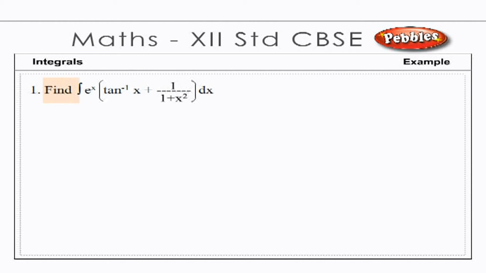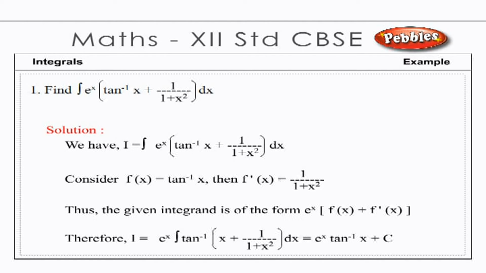Example, find ∫ e^x (tan⁻¹x + 1/(1+x²)) dx. Solution, we have I = ∫ e^x (tan⁻¹x + 1/(1+x²)) dx. Consider f(x) = tan⁻¹x, then f'(x) = 1/(1+x²). Thus, the given integrand is of the form e^x [f(x) + f'(x)]. Therefore, I = ∫ e^x (tan⁻¹x + 1/(1+x²)) dx = e^x tan⁻¹x + C.